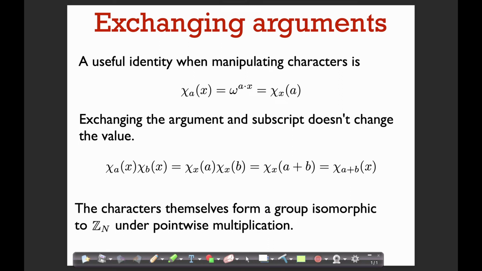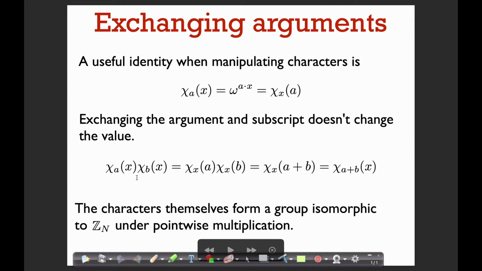Okay, so we're going to be working a lot with these characters, figuring out more properties that they have. So it's useful to develop some identities we can use when we're manipulating them. The first thing that we see is that you can actually exchange the name of the character and the argument. So you can exchange the subscript here and the argument. Because chi a of x, that's just omega to the a times x, which is also equal to the xth character evaluated at a. So we can always exchange the argument and the subscript.